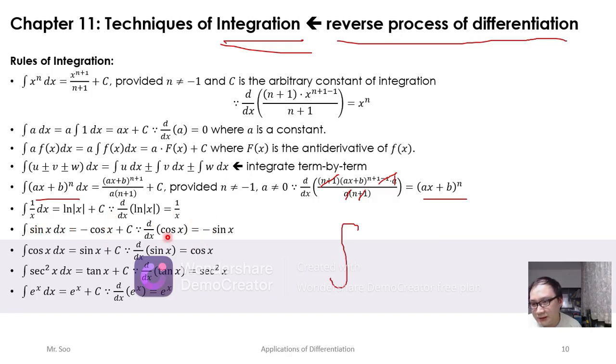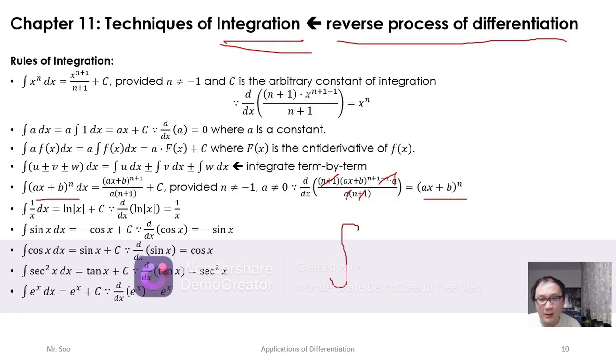So for trigonometry, we know that the derivative of cosine x is minus sine x, right? So the integral of sine x is just negative cosine x plus c. Likewise for cosine x, we know that the derivative of sine x is cosine x. So the integral of cosine x is sine x.